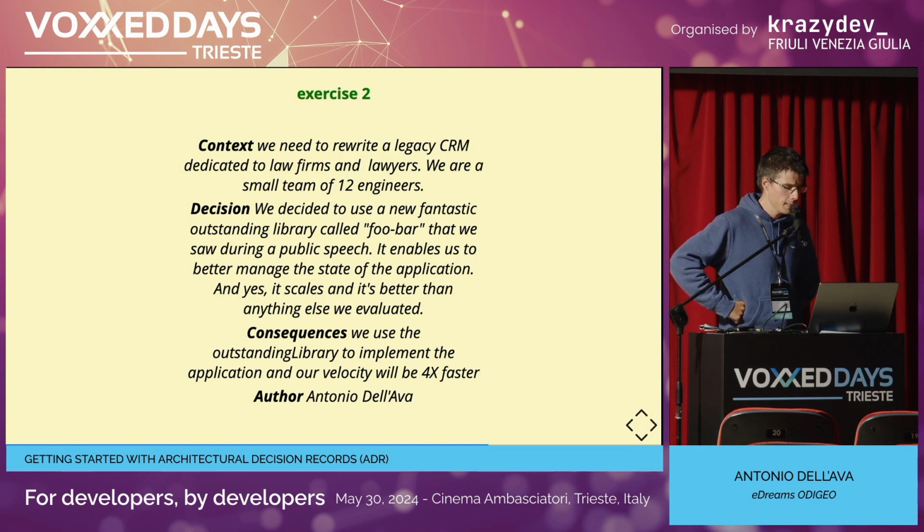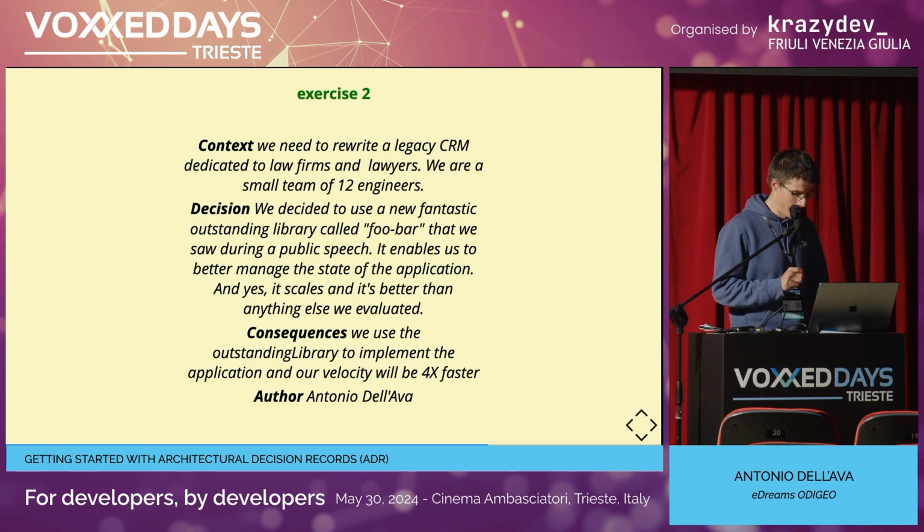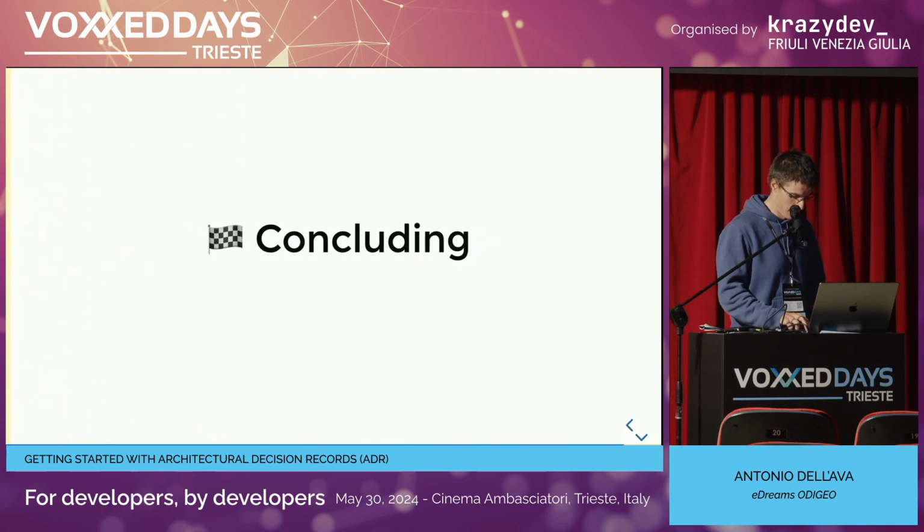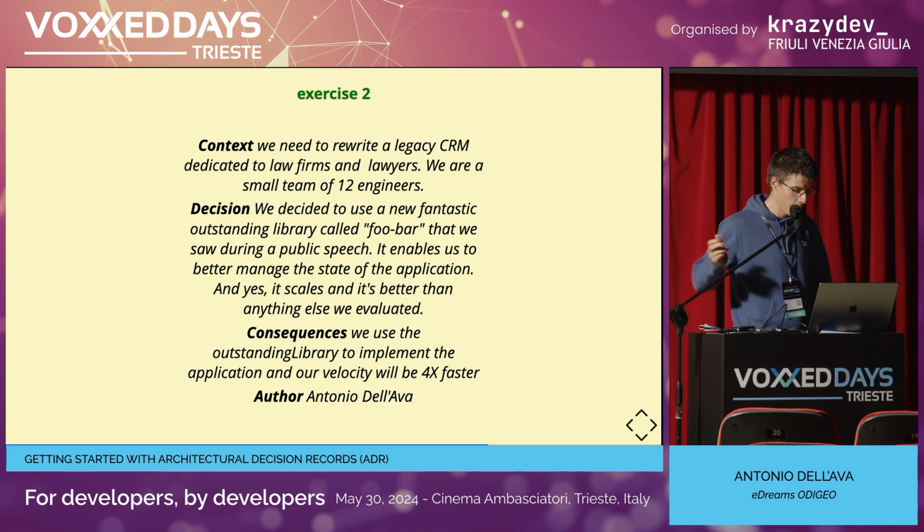Okay, let's do a more real one. We need to rewrite a legacy CRM dedicated to law firms and lawyers. We are a small team of 12 engineers. We decided to use a new fantastic outstanding library called FUBAR that we saw during a public speech. It enabled us to better manage the state of the application, blah, blah, blah. And the consequence is that we use this outstanding library and our velocity will be 4 times faster. What is the problem with this?